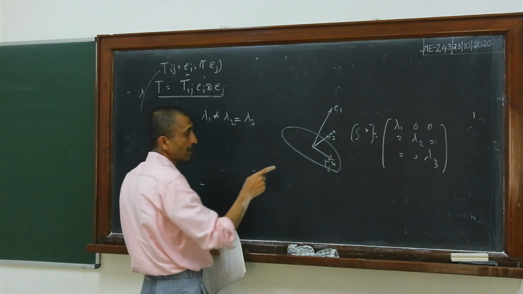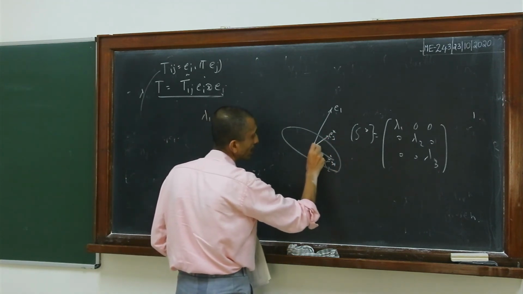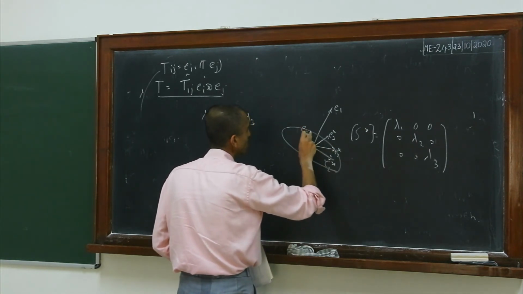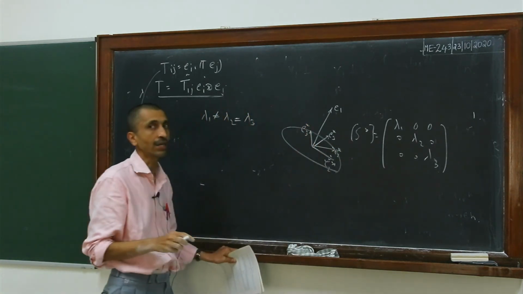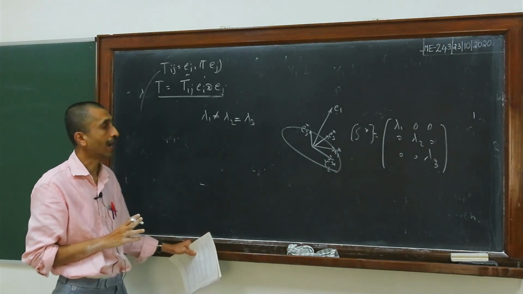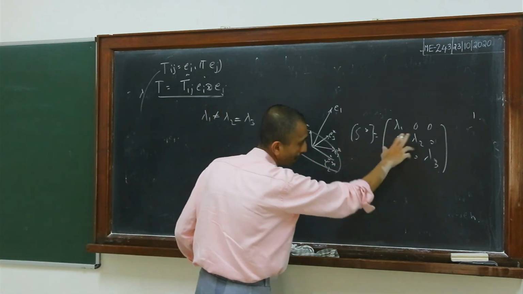The important thing to note is that this E2 star, E3 star is not unique. So basically you can choose some other set of directions also, but what is important is that you can always choose an orthonormal basis, right? And in which the components of S are given by this diagonal.